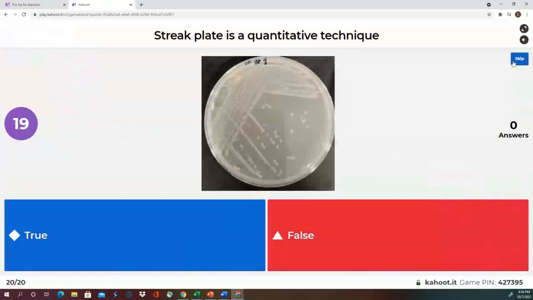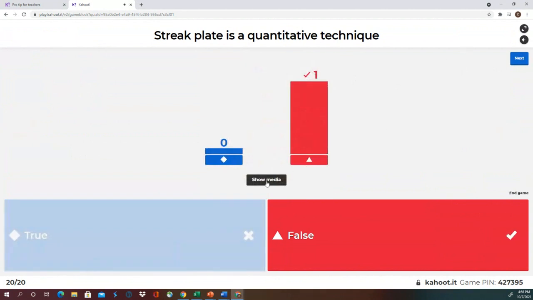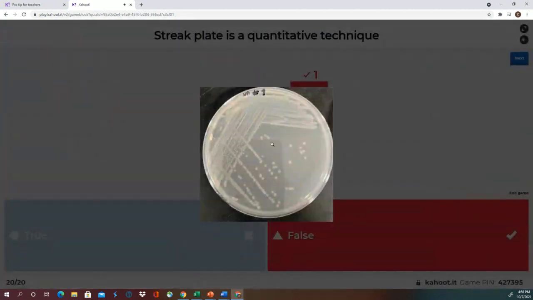Streak plate is a quantitative technique. A quantitative technique is where you can determine the actual physical number of individual cells. Okay, so you cannot do that using the streak plate. This is an isolation technique. The goal is to get nice, pretty isolated colonies here in the last part of the plate, and this individual did. Okay, so we can count the colonies, well, for part of it, right?